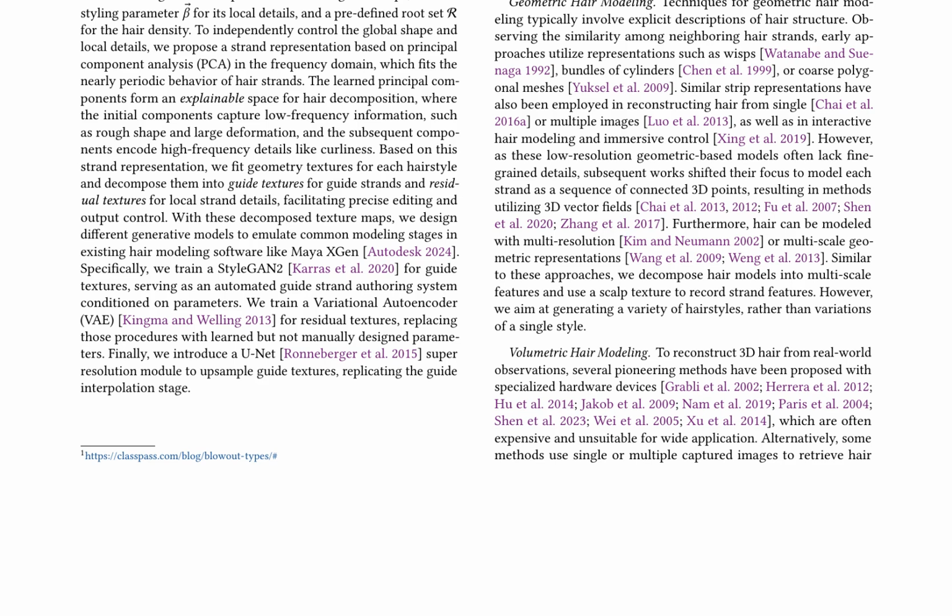To train Perm, the authors employ a multimodal approach, combining StyleGAN2 for guide textures, a variational autoencoder, VAE, for residual textures, and a UNet for super resolution. This approach allows Perm to generate highly realistic and detailed hair models.